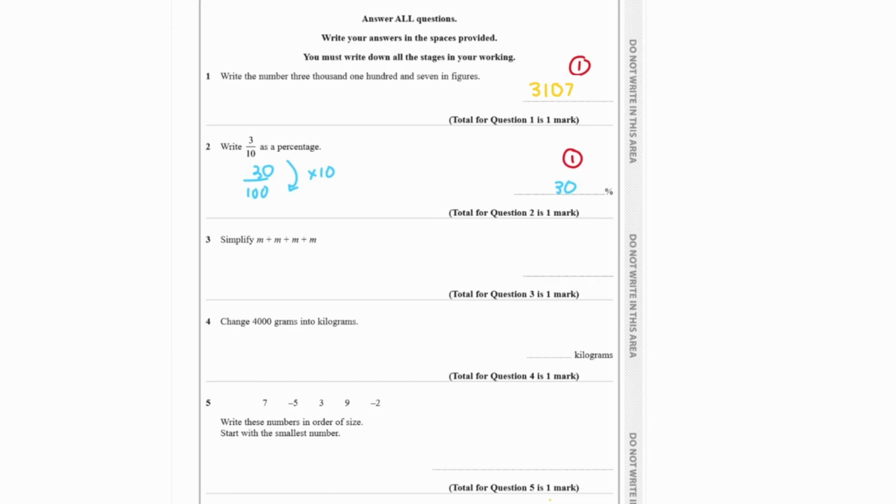Question 3, simplify m plus m plus m plus m. So because we are adding 4 m's to each other, this just becomes 4m. And this is worth 1 mark.